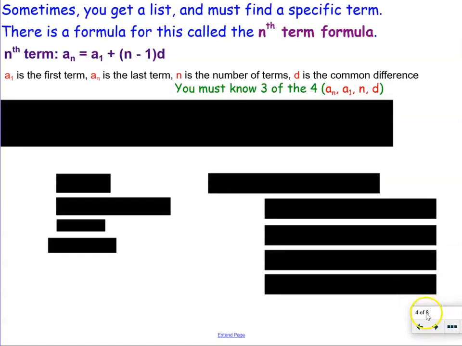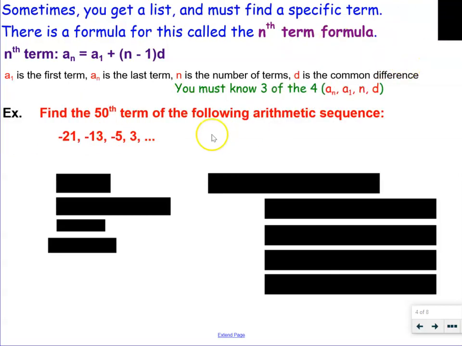All right. Sometimes you get a list and must find a specific term. There's a formula for that called the nth term formula. Here's what it is. The nth term, a sub n, is equal to a sub 1 plus n minus 1 times d. A sub 1 is the first term, a sub n is the last term, n is the number of terms, and d is the common difference. You must know 3 of the 4 to use this formula.